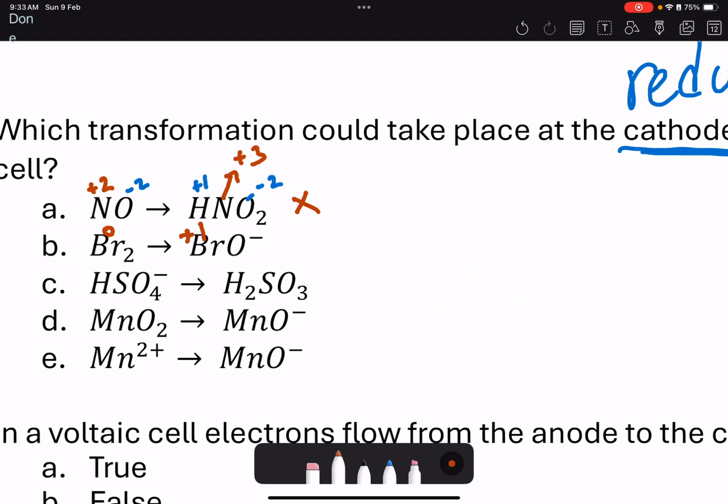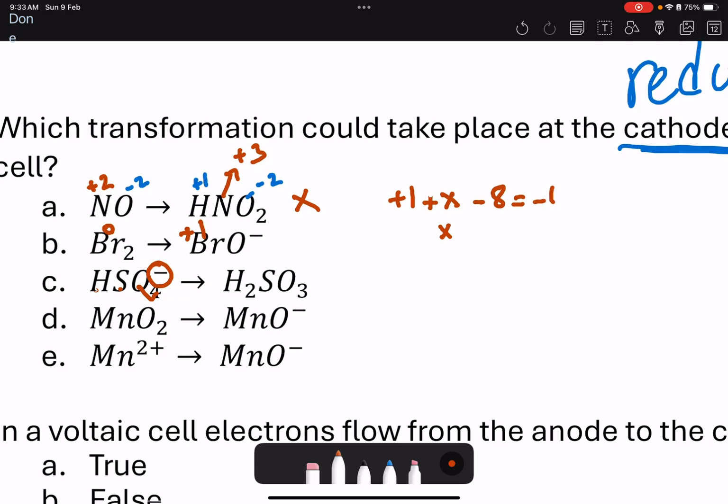The third one, I have H positive 1, S I don't know, and 4 oxygen, that is minus 2 multiplied by 4, that is minus 8 equal negative 1. So x minus 7 equal negative 1, x is positive 6. So S here, positive 6.